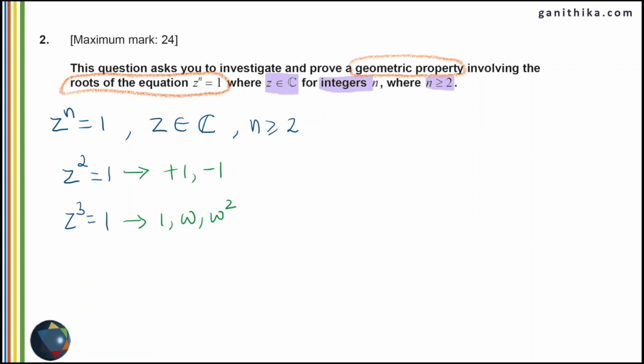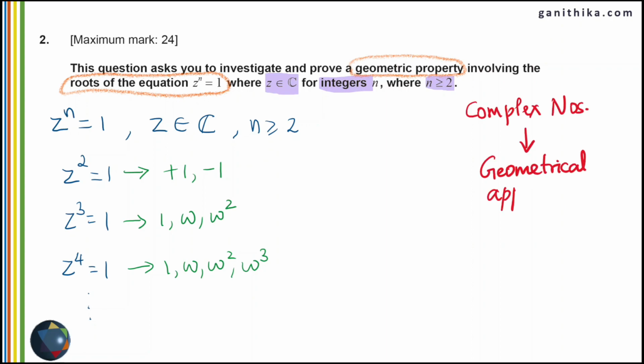So you know that the cube roots of unity are 1, omega and omega squared, and the fourth roots of unity are 1, omega, omega squared and omega cubed, and so on. We have done this in the complex number topic, and you are going to collect all these together now on your rough paper. Once you know that this question is going to involve the nth roots of unity, you can think about complex numbers in a geometrical approach, which is going to be on the Argand diagram.